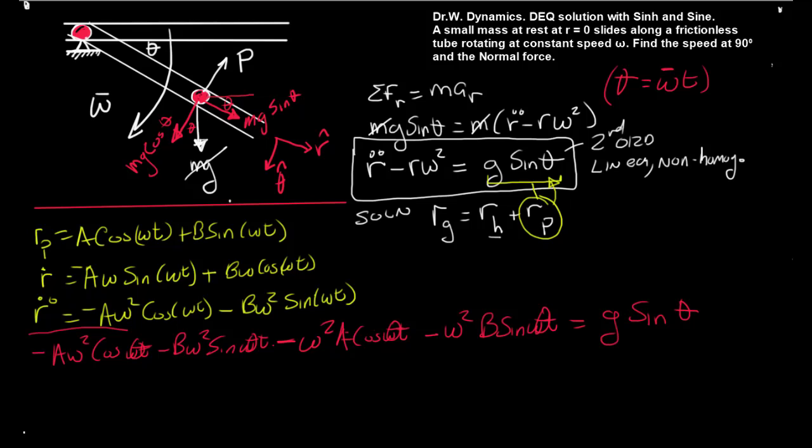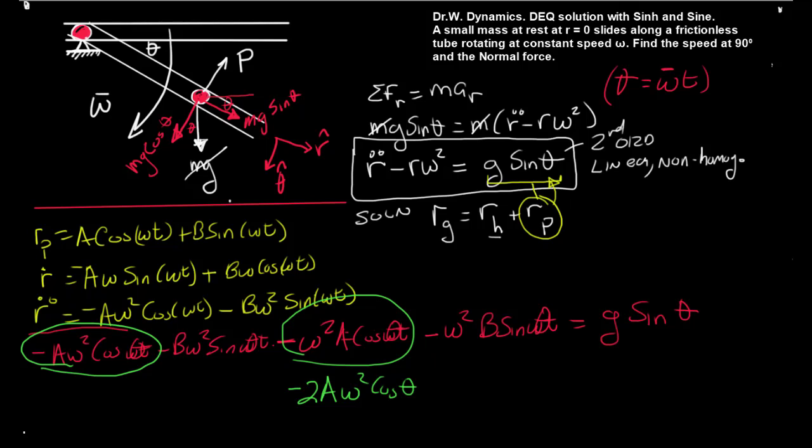Now looking at this cosine term and this cosine term combine to give us a negative 2a omega squared cosine theta. And then these two combine to be minus 2b omega squared sine of theta is equal to g sine of theta.